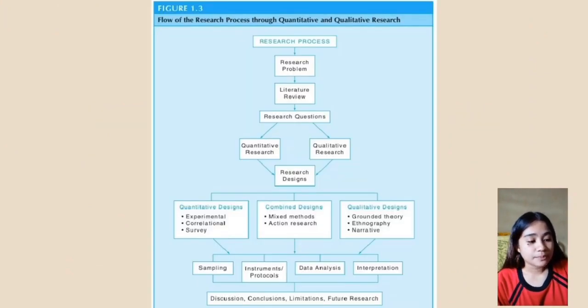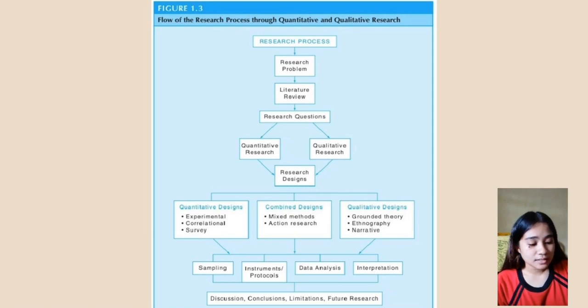So, this is figure 1.3, flow of the research process through quantitative and qualitative research. Based on the nature of the research problem and the questions that will be asked to address the problem, and accompanying a review of the literature that establishes the importance of the problem, the researcher chooses either the quantitative or qualitative research track. The problem, the questions, and the literature reviews help to steer the researcher towards either the quantitative or qualitative track. This, in turn, informs the specific research design to be used.